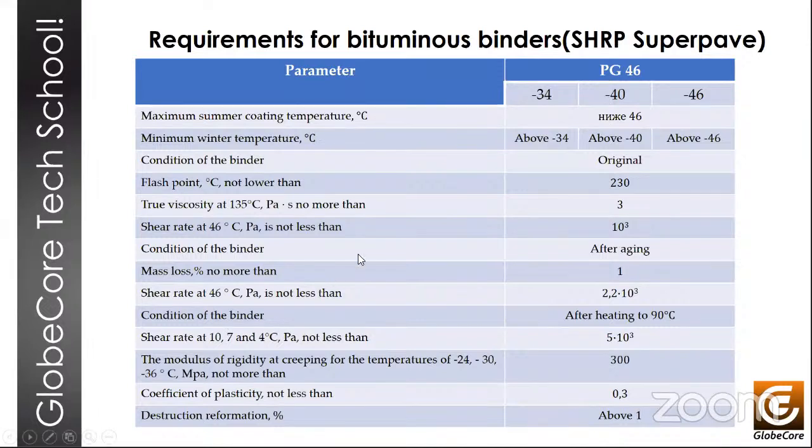So as an example, this slide shows the requirements for bitumen grades PG 46-34, PG 46-40, and PG 46-46. So as indicators for assessing the suitability of a binder for each of the zones, the following are used. True viscosity, shear index before and after aging in a thin layer or under pressure, modulus of stiffness, critical deformation, and coefficient of plasticity. Next slide, please.